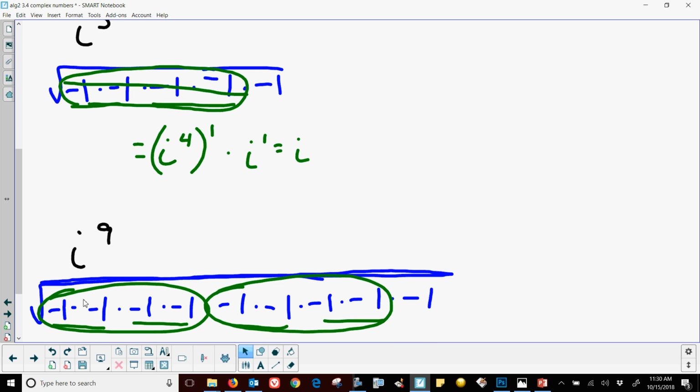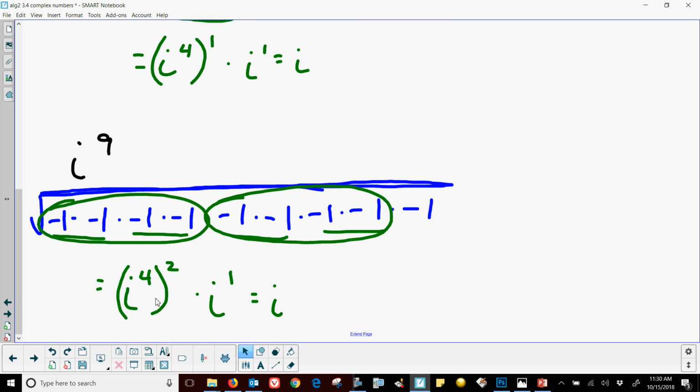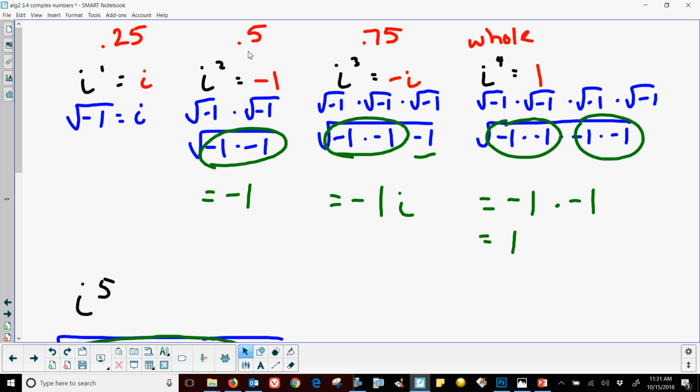Something like this: 4, 4, and we got a leftover guy. Well, i to the fourth happened twice, and we had 1 left over. So it works just like this. If I were to add a second one, then it'd be as if I had 2 left over, and then I'd be looking at i squared.